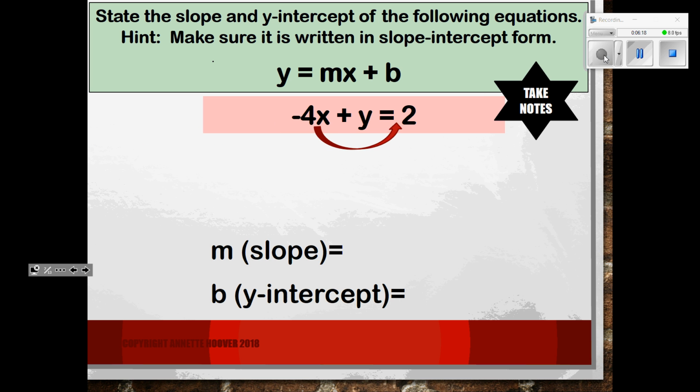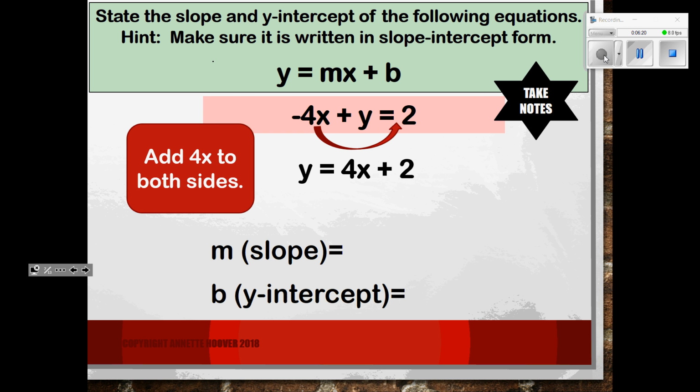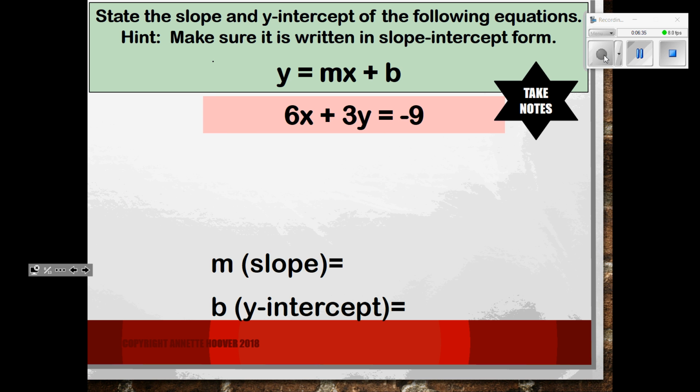That would be y equals 4x plus 2. So what is the slope? The slope is always found in front of the x, so that would be 4 or 4 over 1. And the y-intercept is just a positive 2. That's where it's going to cross the y-axis. So this one's on your notes.